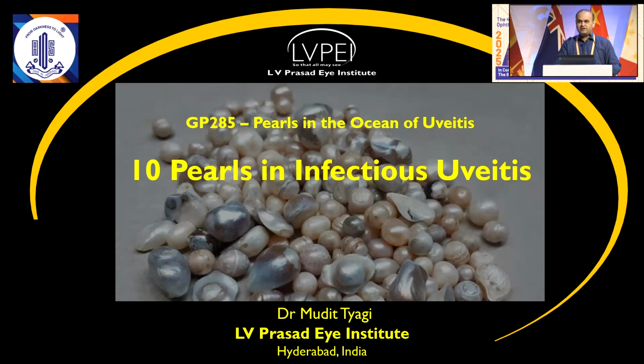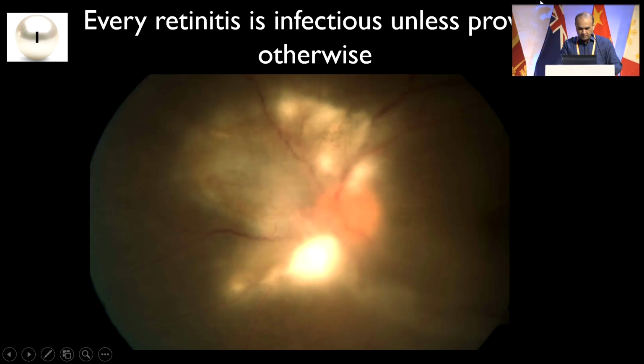I'll be speaking in a nutshell about 10 clinical pearls in infectious uveitis. Now the first pearl that we have to remember, and the first rule of infectious retinitis, is that every retinitis is infectious unless proven otherwise.